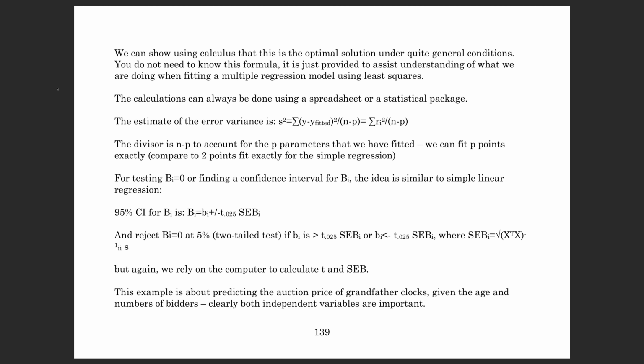So we're going to start by looking at a nice simple example. This is an example about predicting the auction price of grandfather clocks given the age and the numbers of bidders. So I need to explain a little bit before we look at the data set and the results. So what is a grandfather clock and what do I mean by the auction price? Well, the auction price, I'm sure you've all at least looked at eBay if you haven't bought things on eBay. So eBay is a way of finding an auction price for buying and selling goods.